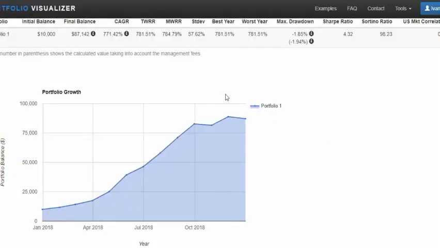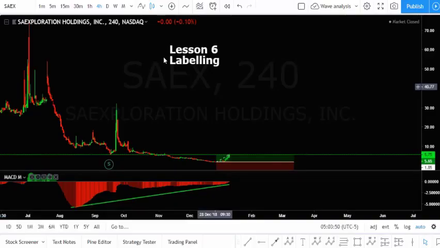Hello traders, welcome back to lesson number 6. Lesson number 6, we are going to be discussing labeling and how we label our charts. So let's get straight into it.